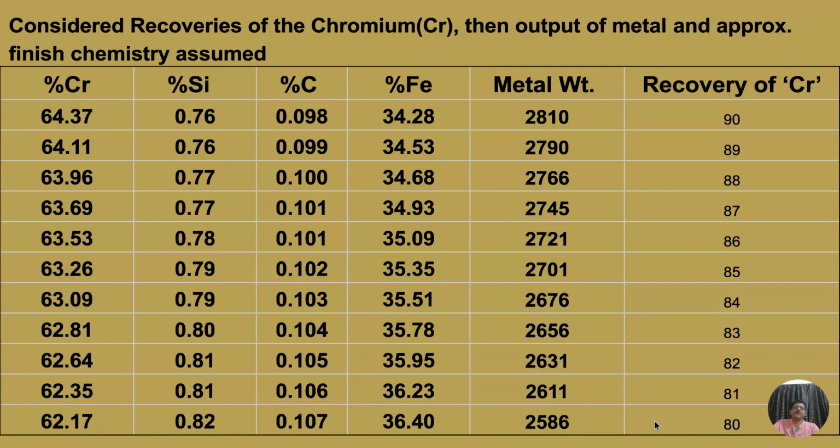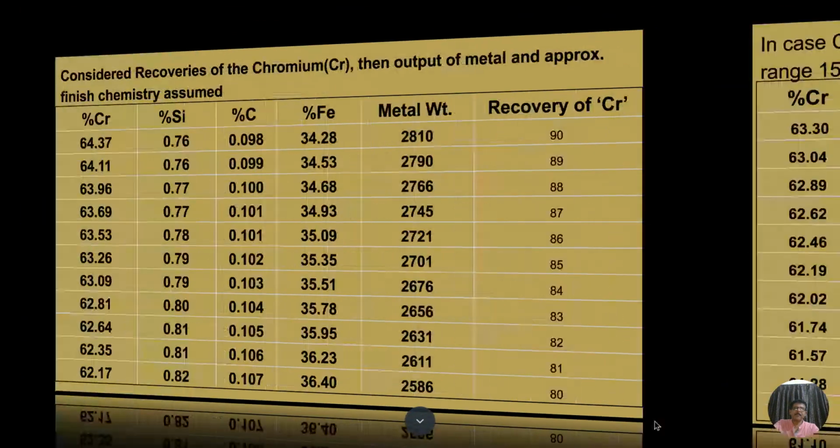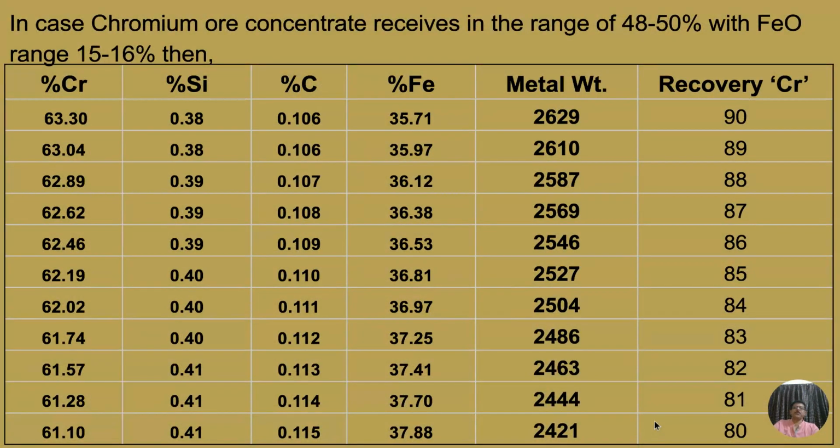Consider recoveries of chromium, then output of metal and approximate finished chemistry assumed. The table itself is self-explanatory. In case chromium ore concentrate is received in the range of 48 to 50% with FeO range 15 to 16%, then, with different chromium recovery, the table is self-explanatory.